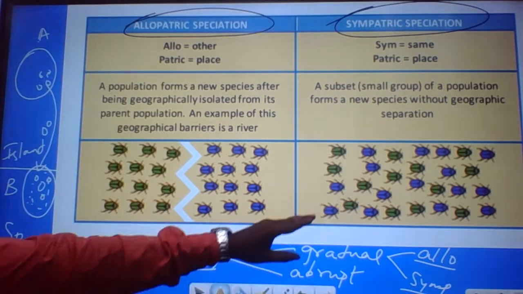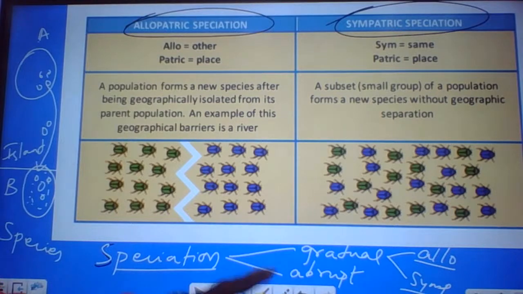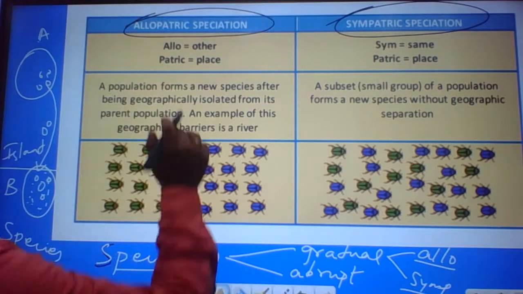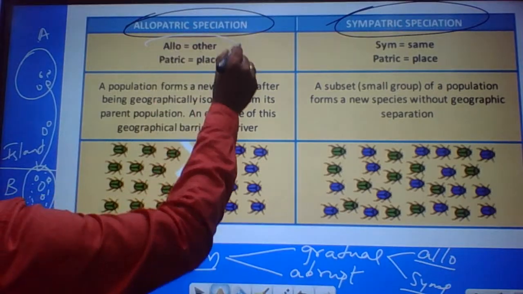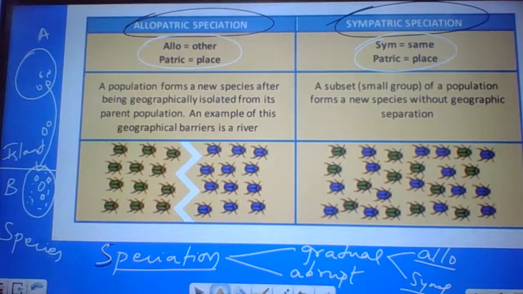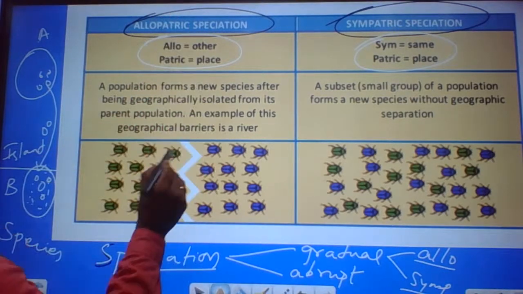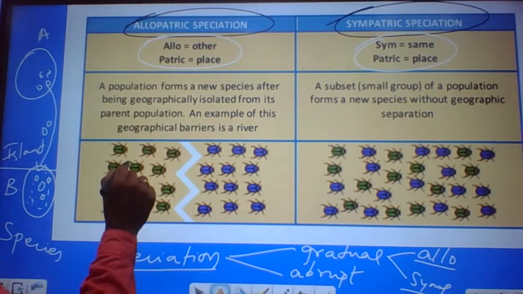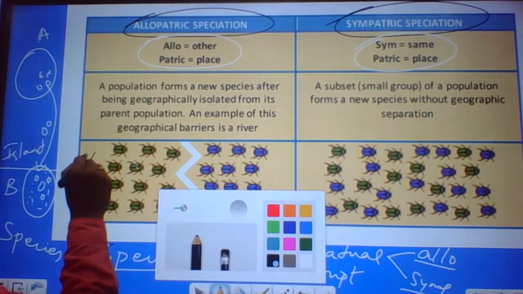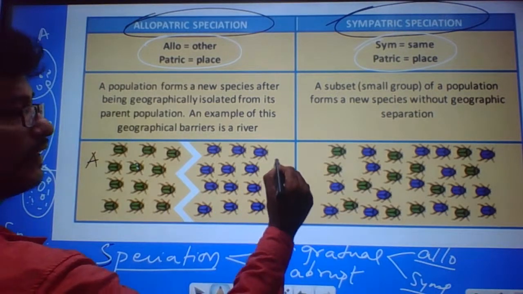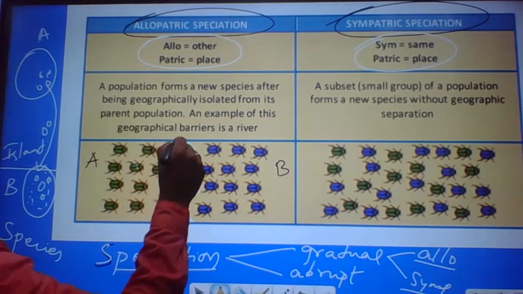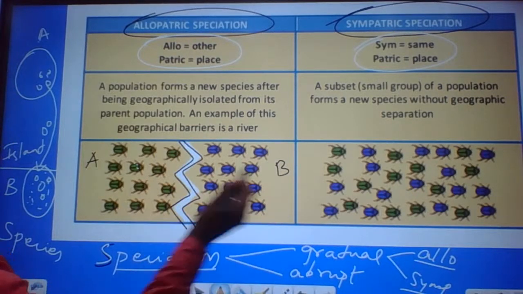So this is the classification: gradual, abrupt; allopatric speciation, sympatric speciation. Only one difference that you need to make: allopatric means other place, sympatric means same place. That is the main difference. Allopatric, different place. For example, take green beetles in one place, and purple beetles in another place. In between you have a bridge, a barrier that you can see, so they are in two different places.